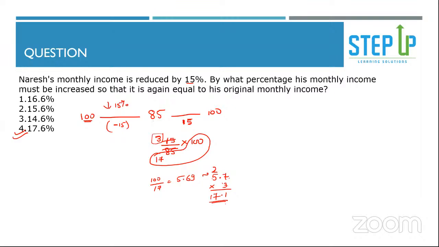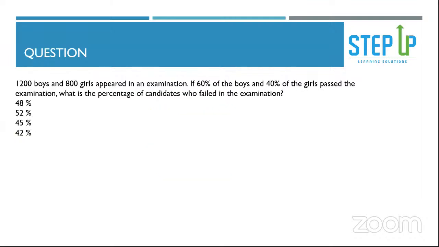All right, it's 5.89, I guess. So this will be 5.9, and the answer is 17.6%. You can also make the correction there. It is 5.89, if by mistake we have written 5.69. Fine. Let's solve this one.